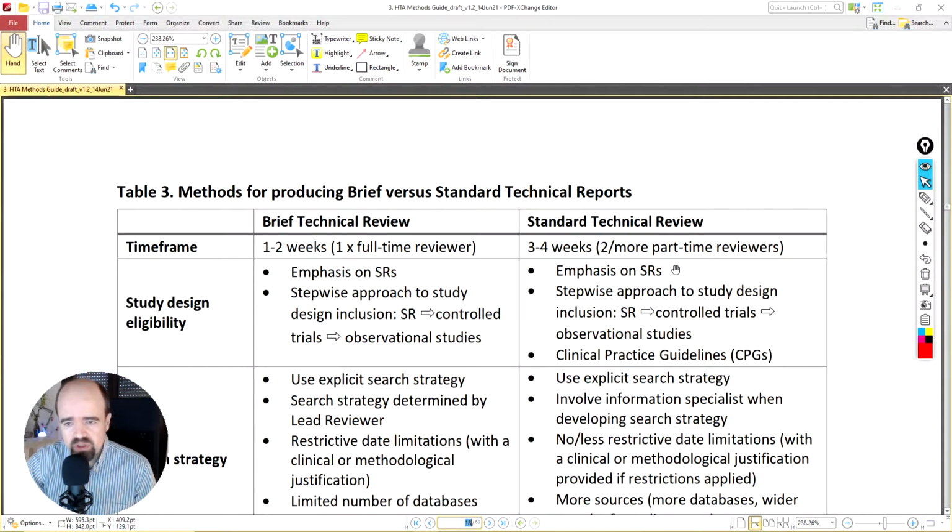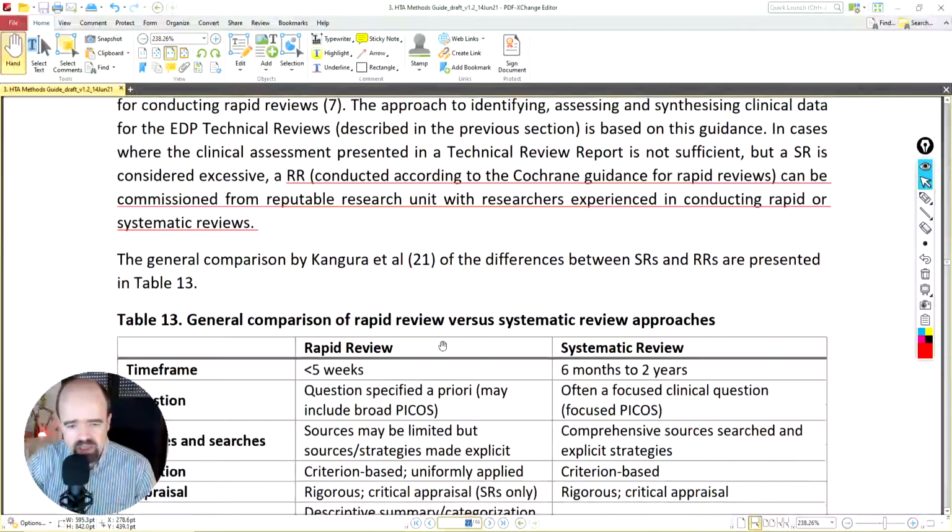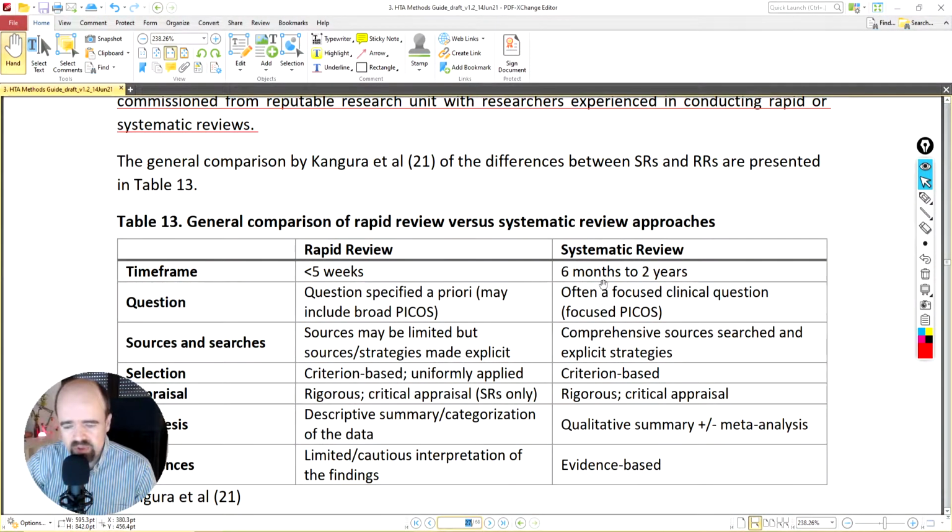Another example is this one over here that we've touched upon indirectly, Table 3, methods for brief versus standard technical reports, 1 to 2 weeks for its production versus standard technical review, 3 to 4 weeks, and the expectation of the minimum requirements are all listed over here. So again, the same point, expertise are required to be able to undertake this work. And I've already spoken about this example under systematic review.